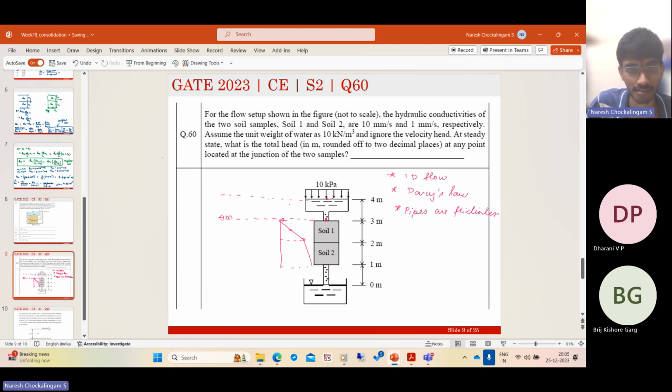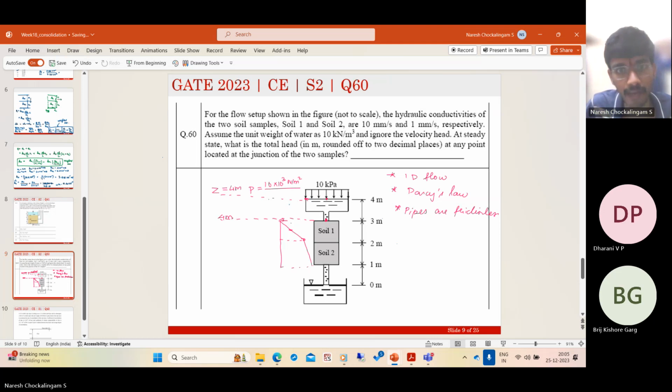Right, so whatever I said right now is wrong. The pressure head is not 0. The total head here is the sum of, so there is some pressure head here, right? So it is 10 kilopascals. 4 meters is only the elevation head at this point. The pressure is 10 kilopascals. So it is 10 into 10 power 3 Newton per meter square.